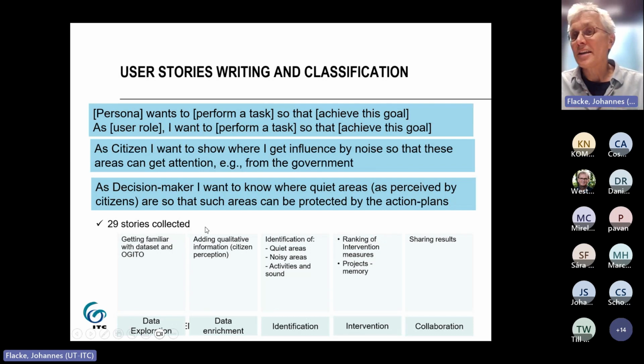In total, we collected 29 user stories. We classified them, and that was the second step, the user stories analysis. We classified them into user stories related to data exploration, data enrichment, identification of areas in maps, defining and implementing interventions, and more general user stories of collaboration. That was the first, more analytical step, done by us, the development team, not by the researchers or by the target group or the users.